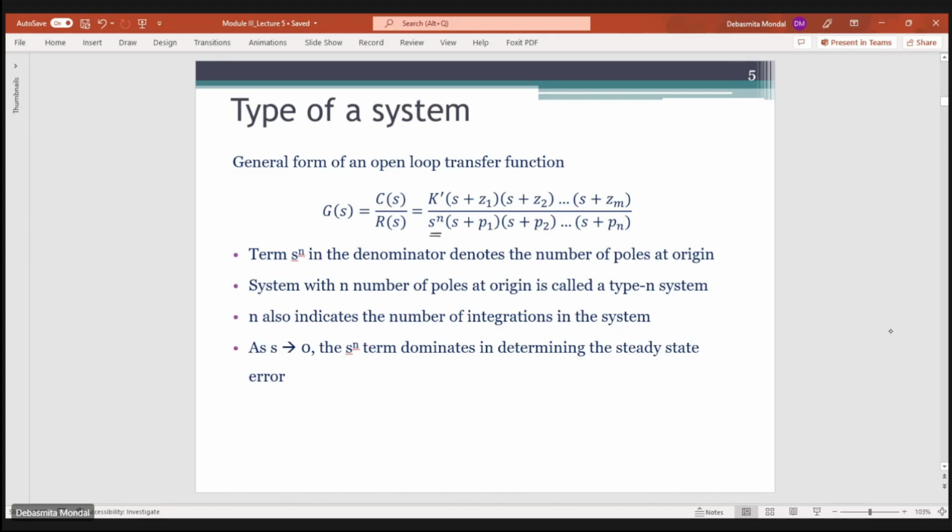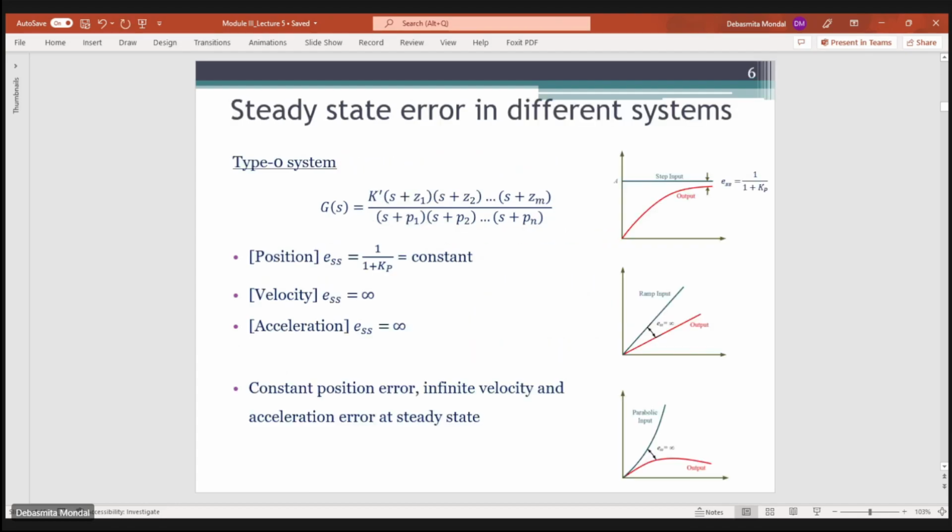And when s tends to 0, the remaining terms will become just constants p1, p2 and till pn. But this s to the power n term actually dominates in determining the steady state error. Now let's see how it affects the steady state error. Suppose you are given a type 0 system. Type 0 means in the denominator the power of s is 0, so you have s to the power 0 over here, and s to the power 0 is 1.